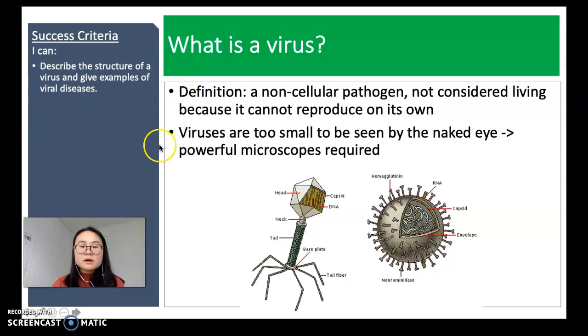Viruses are too small to be seen by the naked eye. So they're microbes, they're microorganisms like bacteria. And so we need very powerful microscopes to be able to see them. Now this diagram shows two different examples of viruses. You can see that they look quite different. However, their basic components are the same.